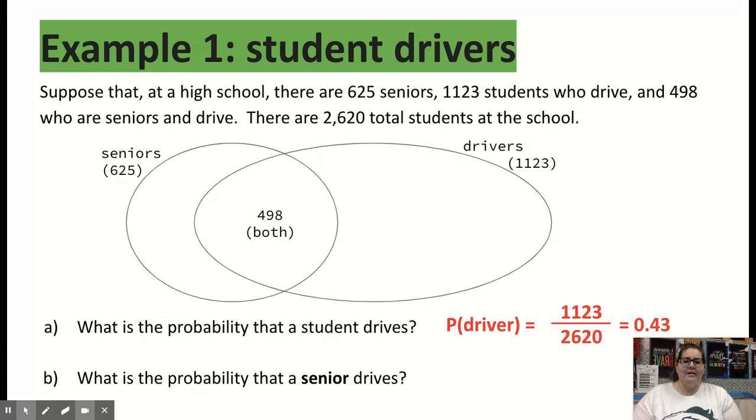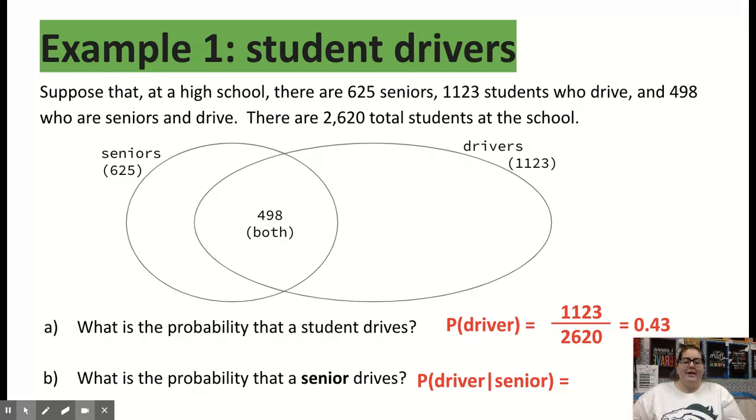I'm only asking about seniors. The way I denote that in notation is something like this: the probability that they're a driver given that they're a senior. Sometimes the way we see it in notation, it feels kind of backwards, but that's just because whatever's the given thing always comes after that line.